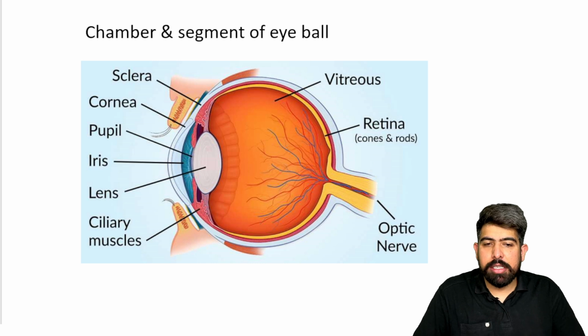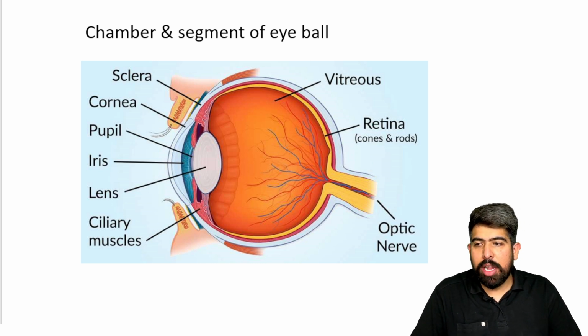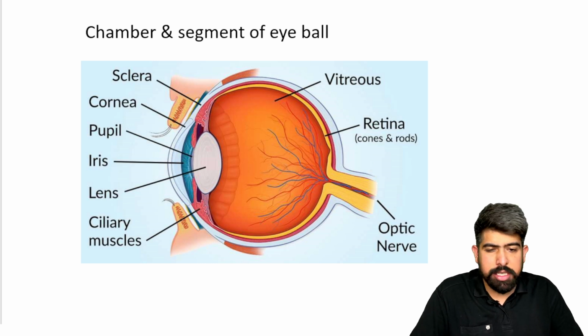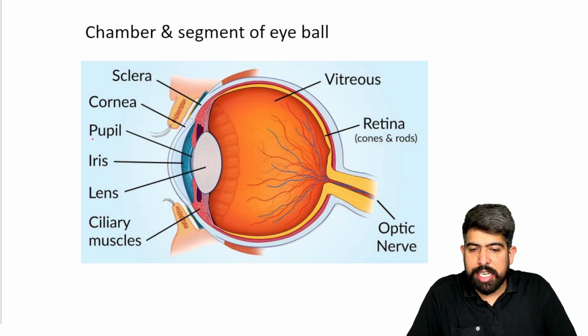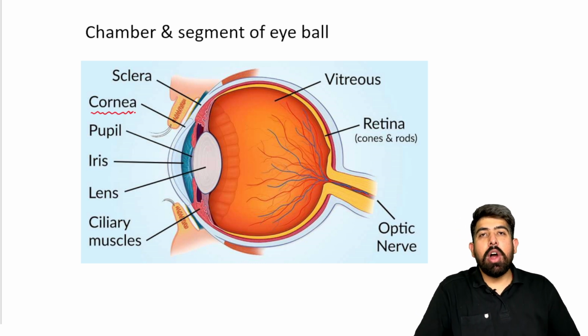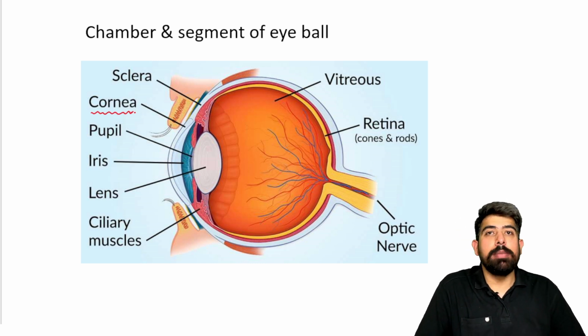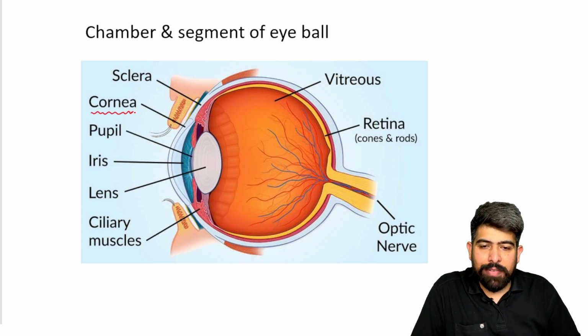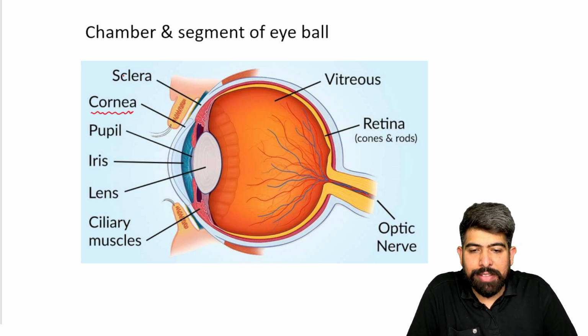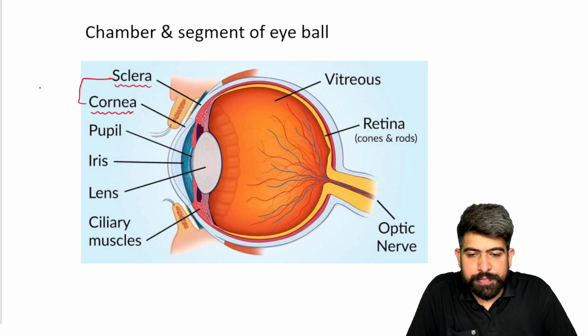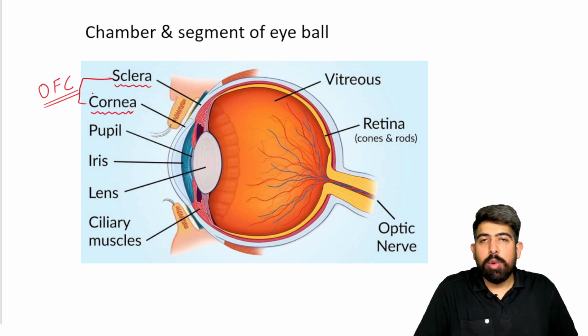Now we have talked about all the dimensions of the eyeball. First of all I will introduce the structures the eyeball has. One by one we'll go through all the structures. Starting from the anterior most is your cornea. I hope you know about the cornea. The cornea is a transparent structure, the anterior most part of your eyeball. After this, in the anterior layer we also have the sclera. Your cornea and your sclera together make your outer fibrous coat.